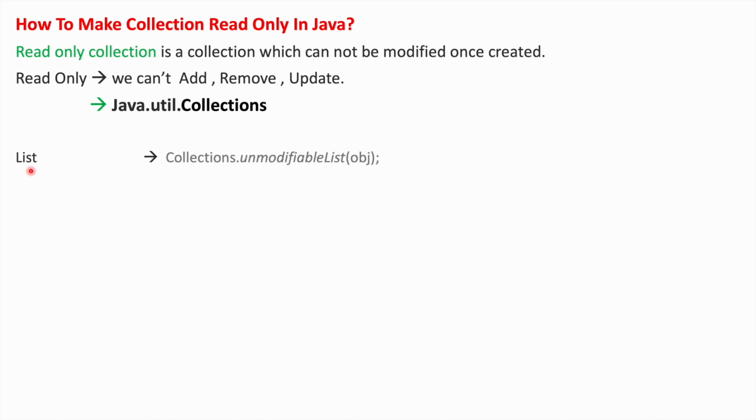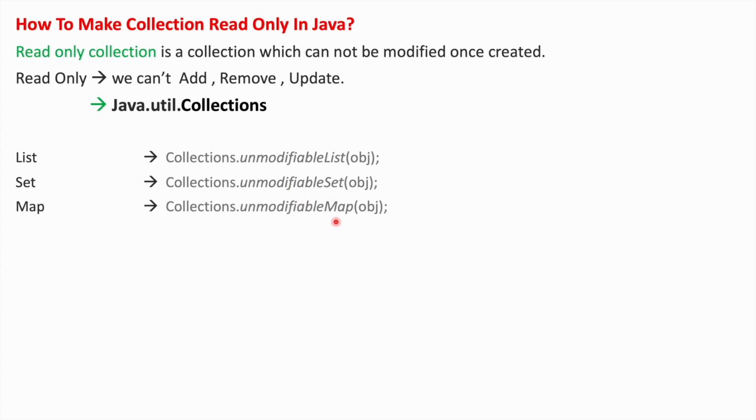If we have list objects, that is ArrayList, LinkedList or Vector, and we want to convert them to read only, we will use Collections.unmodifiableList. Here, the object is whatever object you want to convert into read only. If we have HashSet or LinkedHashSet or any set objects, and we want to make them read only, we can use Collections.unmodifiableSet. If you have map objects, we will use unmodifiableMap.